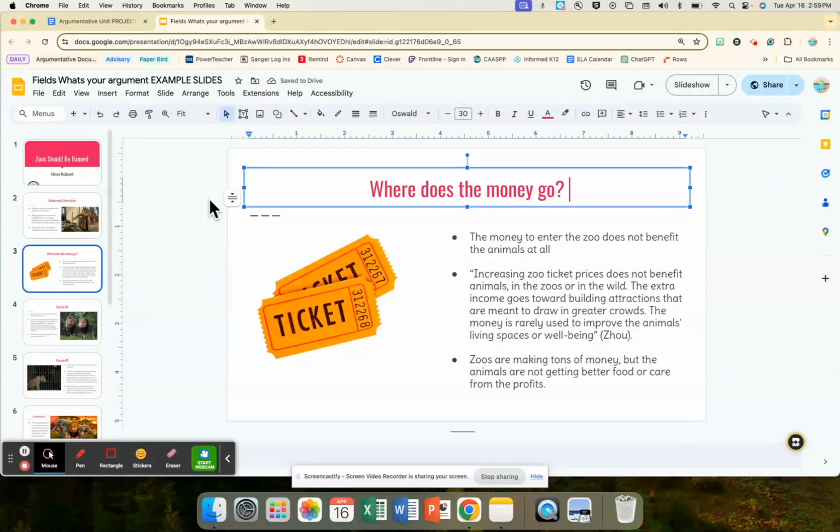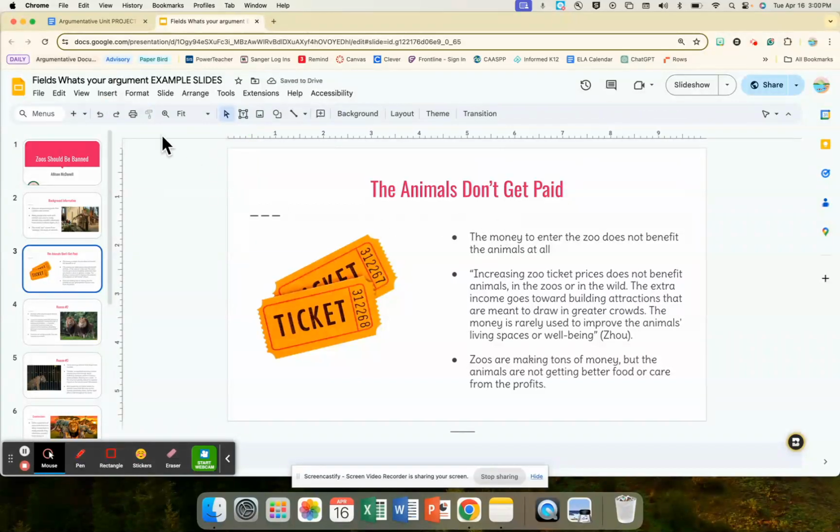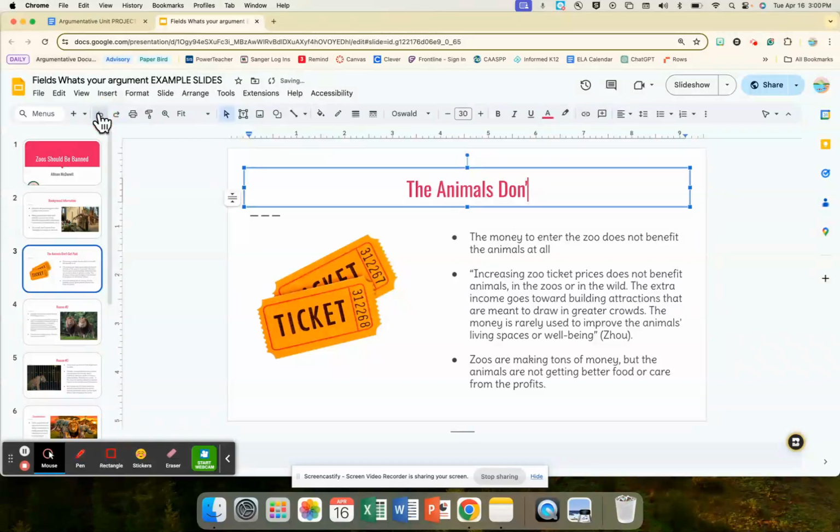You could also title your slide something about what you're talking about. For instance, where does the money go? Or if you wanted to be a little bit more informal, you can say the animals don't get paid. So it depends on you, and it also depends on your audience. So you need to determine how you're going to do that.